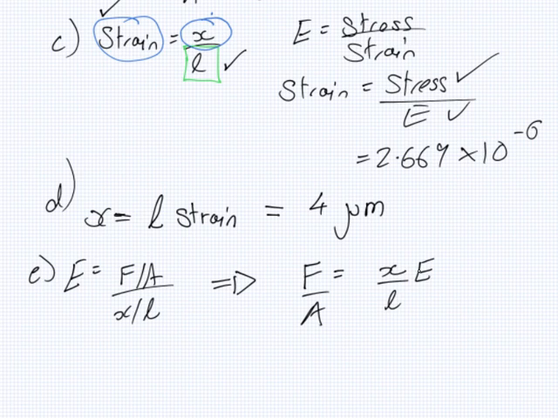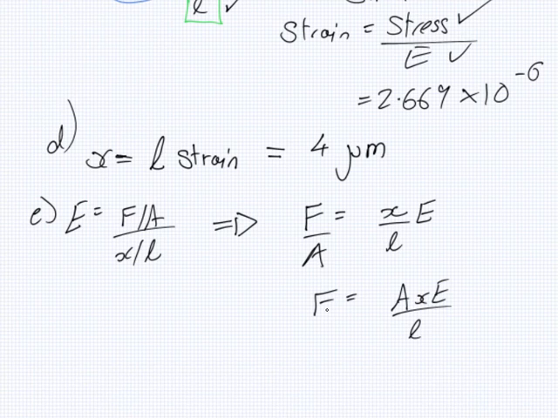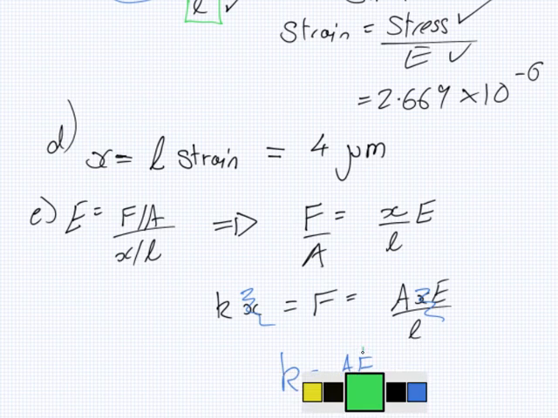My spider senses are tingling. No, that's right. So we can say F equals A x E over L. But I don't really want F. The reason I did this is because Hooke told me F is Kx. So if I divide out the x, I can get a formula for K. K will be A E over L. Now that's good because I know the E, I know the A, and I know the L.